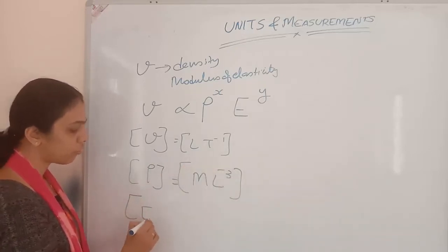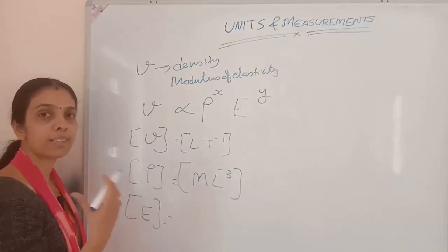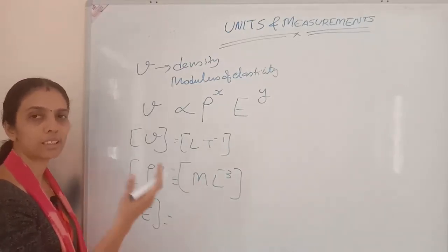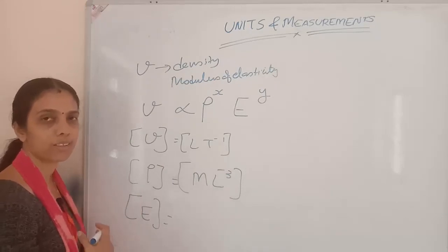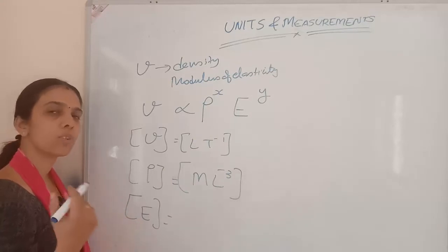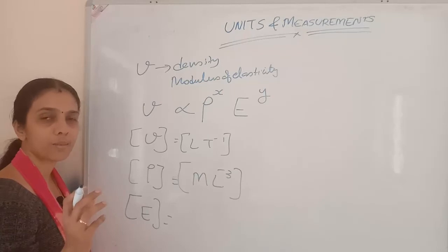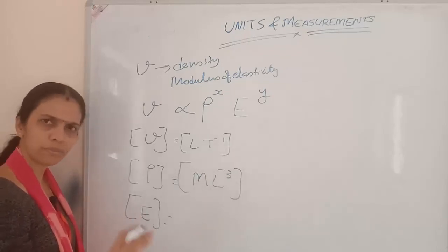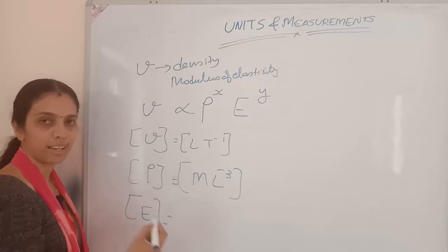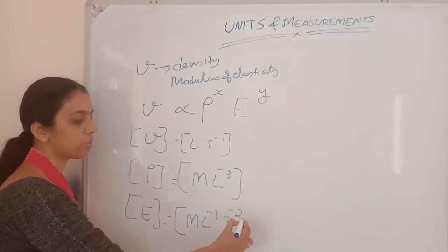Then, dimension of modulus of elasticity is, modulus of elasticity means stress by strain. Strain doesn't have any dimension, since it is length by length, volume by volume we are considering. So strain has no dimension or unit. So stress alone you should consider. What is stress? Stress is force by area. Right, so it is pressure. So M L T to the power minus 2 divided by L square. The answer will be M L to the power minus 1 T to the power minus 2.